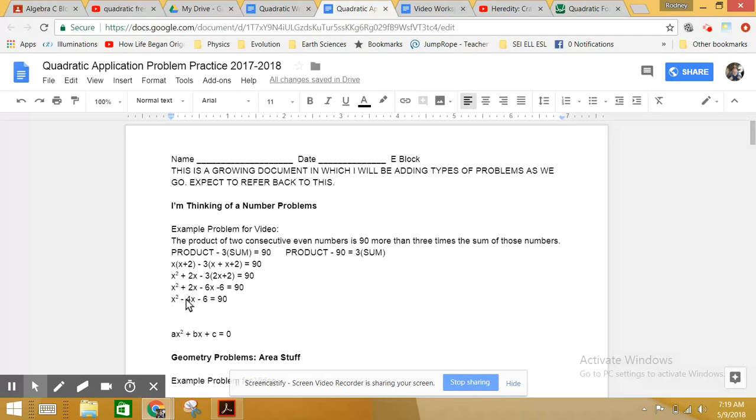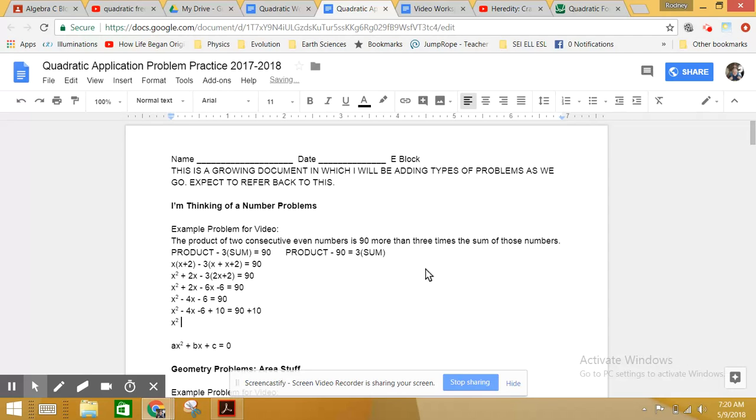I could try completing the square, in which case I would take half of negative 4 and square it. So half of negative 4 is negative 2, squared. And I need to figure out a way to turn that into 4. So if I added 10, that would work. So I'll do that. So x squared minus 4x minus 6 plus 10 equals 90, also plus 10, because I have to add something, do it to both sides. So this becomes x squared minus 4x plus 4 equals 100.